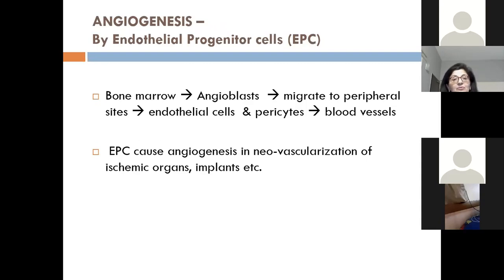What are endothelial progenitor cells? They come from the bone marrow, and they're called angioblasts. They migrate to the peripheral sites and then differentiate into endothelial cells and pericytes and form blood vessels. So angioblasts coming from the bone marrow will form the blood vessels. And this can cause angiogenesis and new vascularization of ischemic organs and implants, etc.